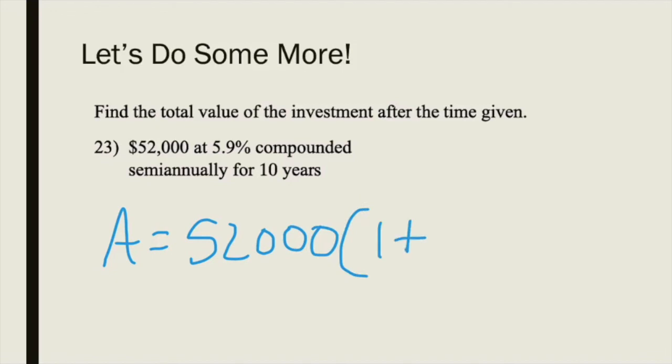1 plus is just standard. Your rate, what goes right there? 0.059. Careful. I don't usually put the 0 in front, but you can. 0.059 over N. What's N in this case? Semi-annually is 2.